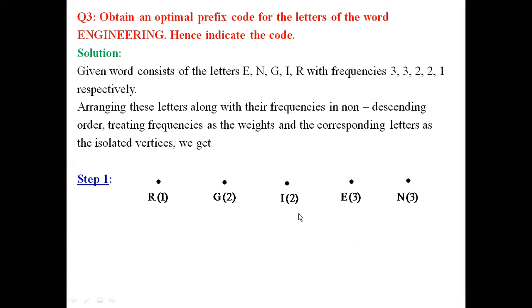Now the minimum of the two weights, R and G, adding up together, 2 plus 1 is 3. We place the new vertex 3 at the end. Again, it is not a compulsion that you have to place it at the end only. We can as well place it before this N or before E because they all have the same weight 3. So the undisturbed vertices are I, E and N. I retained I, E and N as it is, followed by the new vertex V1 with the weight 3, whose children are R and G.